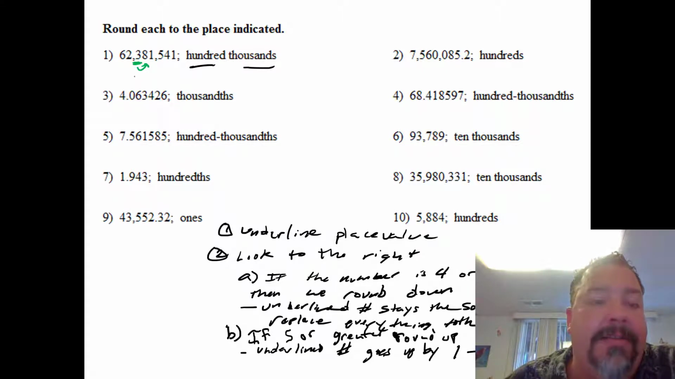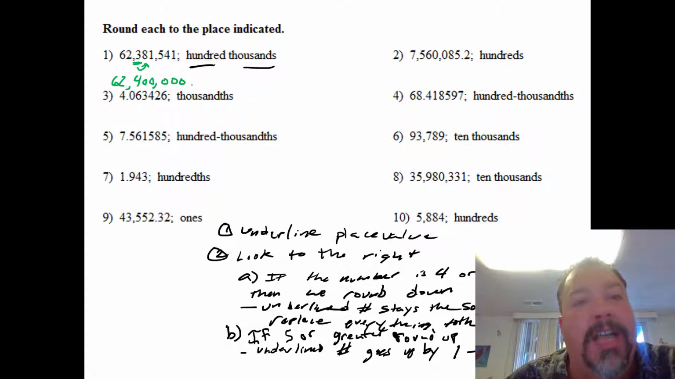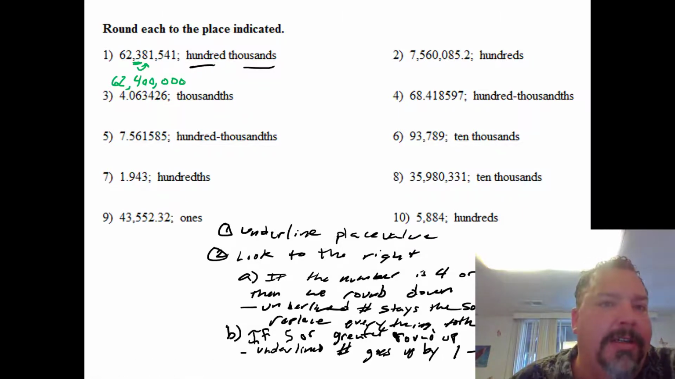It's bigger than 5. So if it's 5 or bigger, we round up. That means that the 3 is going to round up to a 4. And all the numbers to the right are going to become zeros, and everything to the left is going to stay the same. So we get 62,400,000. And notice when I read it, I end up with 100,000. That's the last thing that I read. There are no other digits in any other place value after 100,000s. So 100,000s is what I rounded it to.